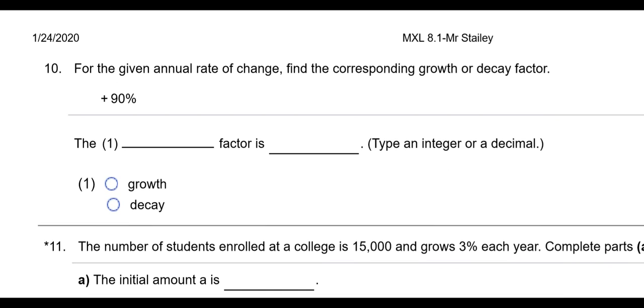Okay, question 10. You tell me, decide whether that's growth or decay. It looks like it's increasing by 90%. Tell me what the growth factor is. 1 point. Write it down. I do like the participation. Decide whether it's growth or decay and what the growth factor is. Good job.